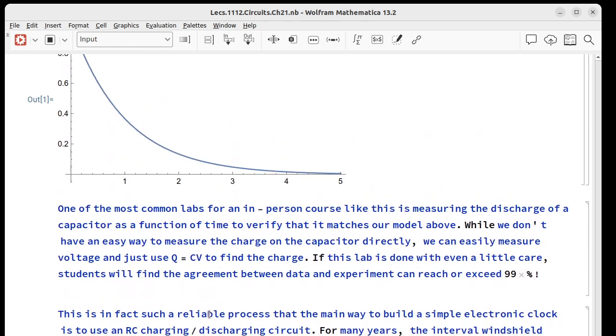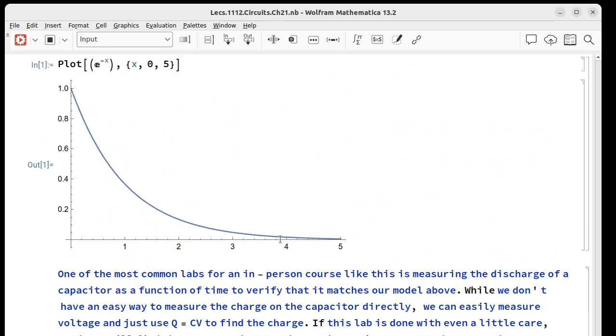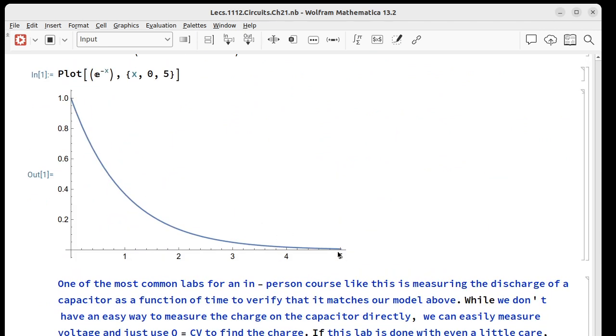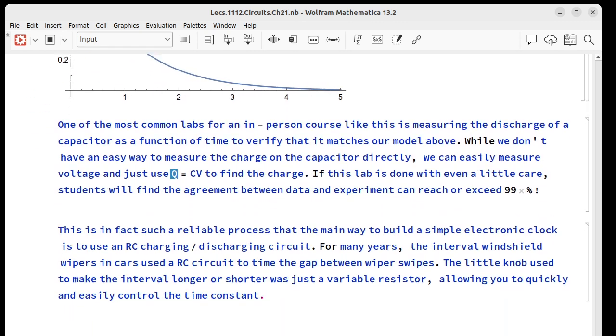This is actually a really common lab in an in-person Physics 2 course. You charge up a capacitor and you measure the voltage as a function of time, and you see that it matches this model. There's not an easy way to measure the charge on the capacitor directly, but since we know Q equals CV, we can just measure the voltage on the capacitor and use that to infer the charge. When you're doing this lab, even with intro students who aren't familiar with the equipment, if they are even a little bit careful, they'll get this curve dead on. It'll typically agree, the theory and experiment will agree to within 1% or less.